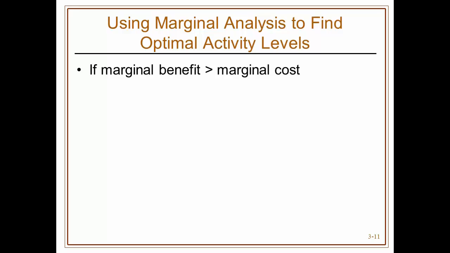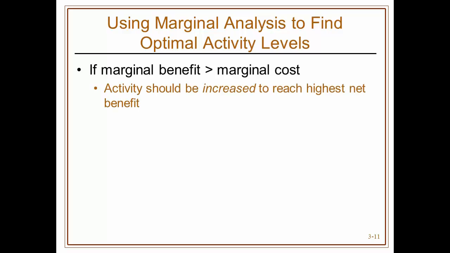That would be true. I mean, we want the situation where the total benefit is the greatest compared to the total cost. But here, if we're looking at the marginals, then this is really not the place to be. If your marginal benefit is greater than your marginal cost, you want to continue doing the activity. You want that level of activity, maybe consider the next one. So the activity level should be increased to reach the highest net benefit.